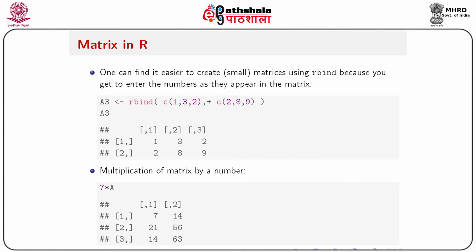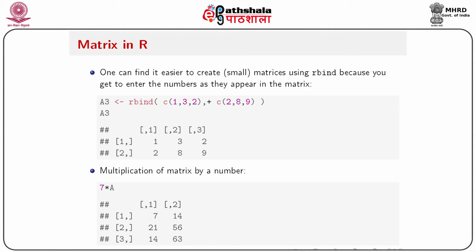Say, for example, suppose you have 2 vectors, one with elements 1, 3, 2, and another vector with elements 2, 8, and 9. So you can easily write rbind(c(1, 3, 2), c(2, 8, 9)). Then it will combine into a 2 by 3 matrix. Or alternatively, you can use cbind. In cbind, it would be a 3 by 2 matrix.